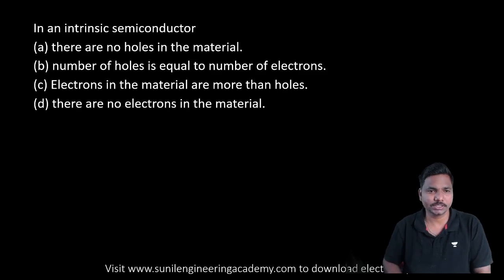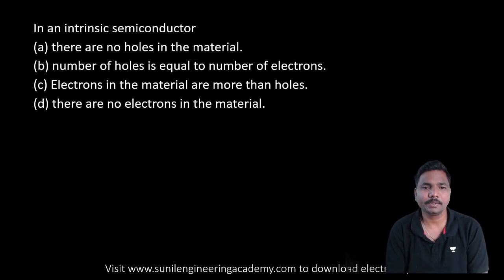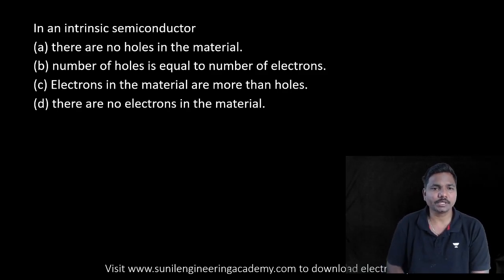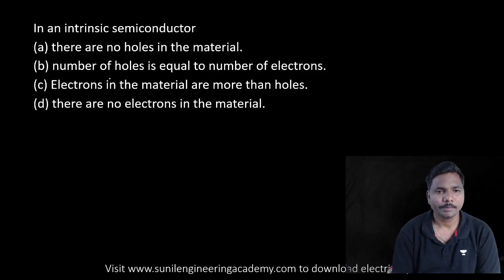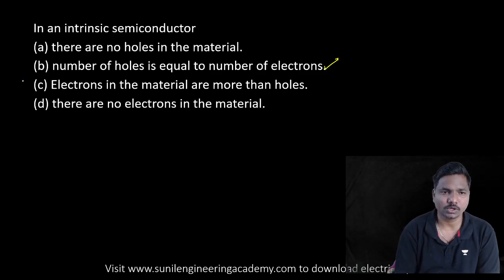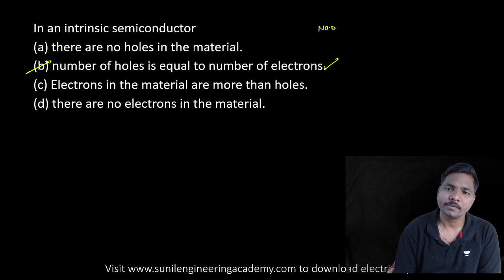Coming to the first question in this session: in an intrinsic semiconductor, which is nothing but a pure semiconductor, the number of holes is equal to the number of electrons. Yes, it is correct. Electrons in the material are more than holes? There are no electrons in the material? So the answer is option B. In a pure semiconductor, always the number of electrons is equal to the number of holes, or the concentration of electrons is equal to the concentration of holes. We have already discussed this in the previous session.